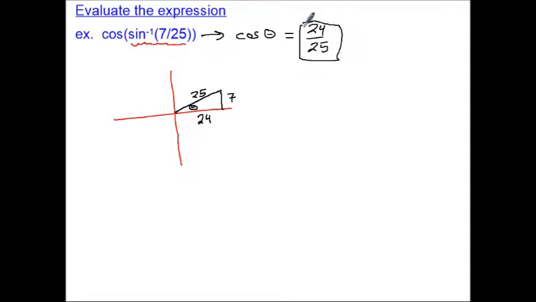So moral of the story: use the inside guy to draw yourself a triangle, or do whatever the inside guy says to do, and then get that result and do the outside thing to that result, and that'll get you some kind of a final answer. Hopefully that makes a little bit of sense.